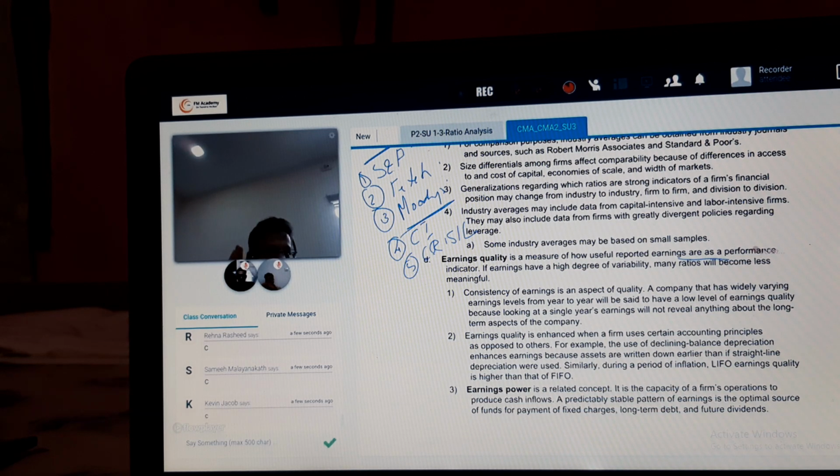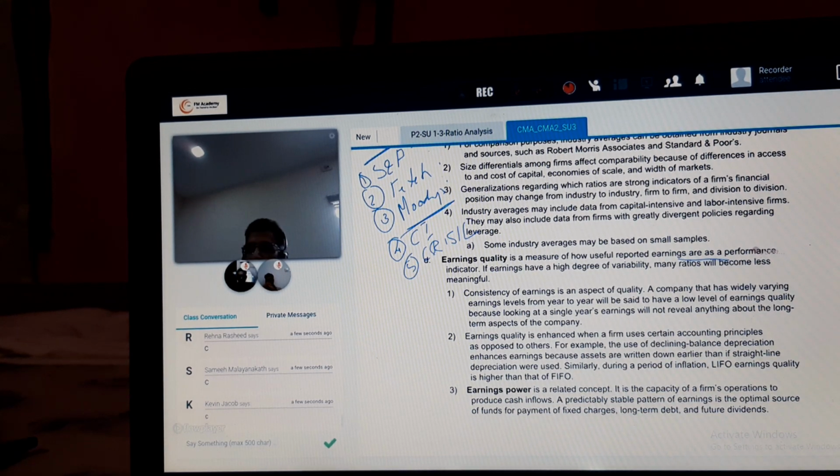So there are two statements you can remember. In the case of inflationary situations, LIFO will have better earnings quality than FIFO, right? And compared to the other methods, the declining balance method of depreciation will have better earnings quality than the other methods. Obviously declining balance would have taken more expenses already. So the historical profits as an indicator of the future, you would be safer to use, right?